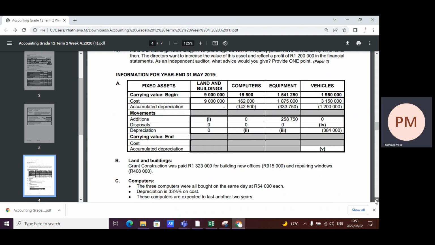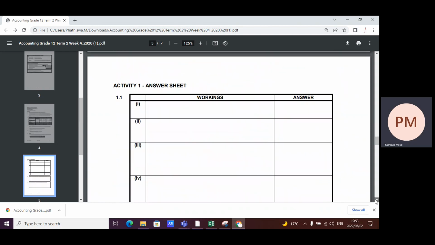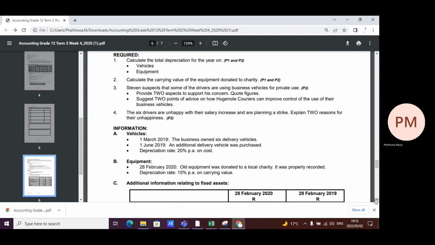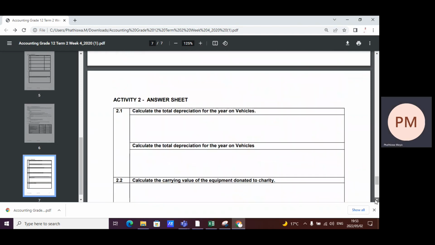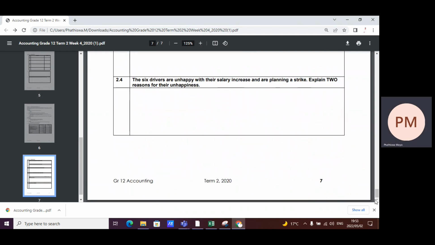Okay, so here you are given an activity. So it's activities to solve. So guys, let's jump to the question papers and do the fixed assets practice.